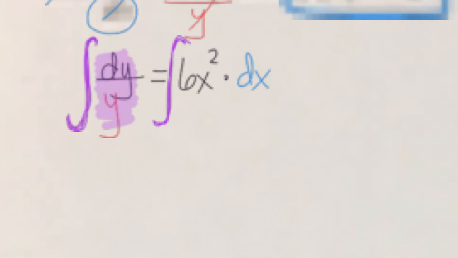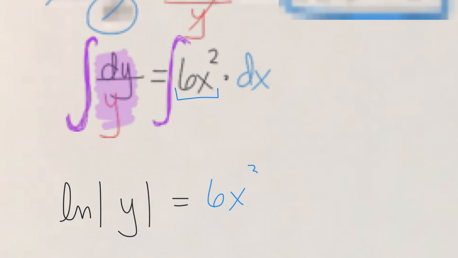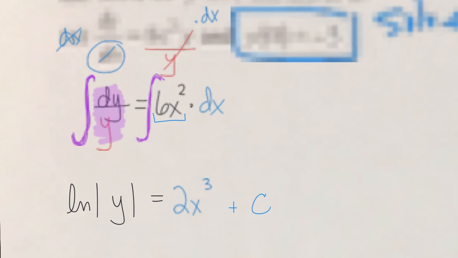So the antiderivative of dy over y is the natural log of the absolute value of y. And the antiderivative of 6x squared is 6x to the 3rd power divided by 3. We add 1 to the power, and then divide by our new power. 6 divided by 3 is 2, so this is 2x cubed.